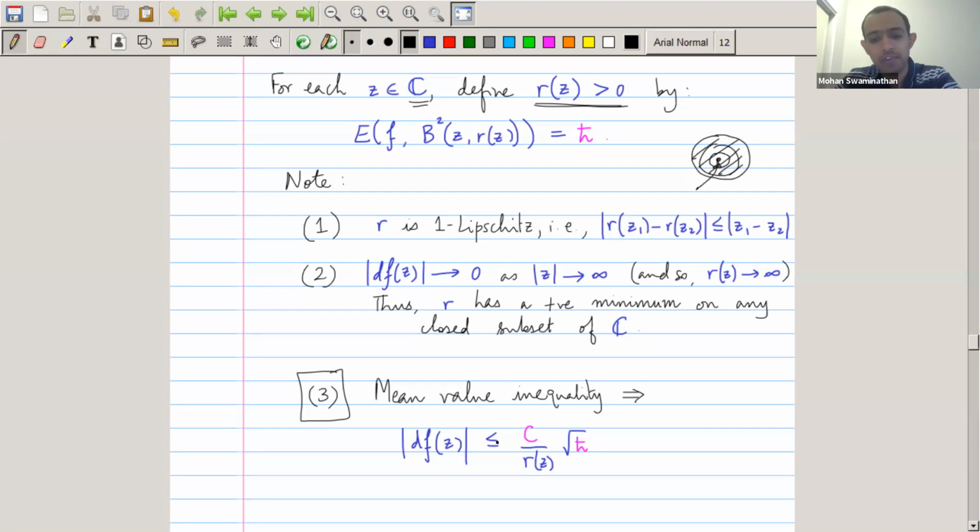So it's telling us that df of Z is smaller than or equal to a constant divided by R of Z. So constant times square root of H divided by R of Z. So this is just the mean value inequality that we noted before.